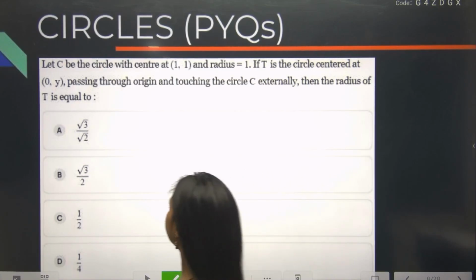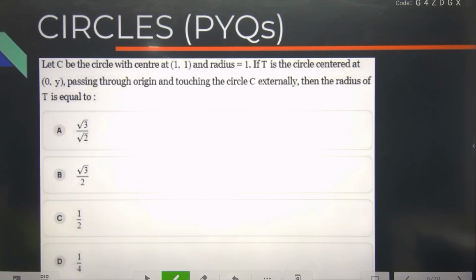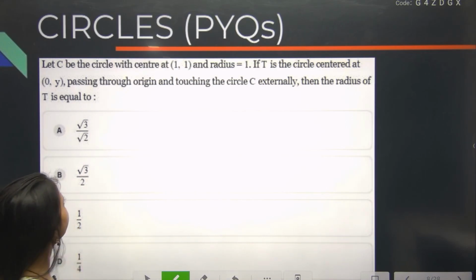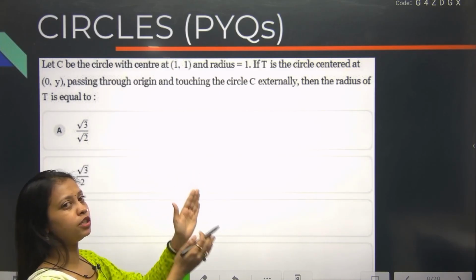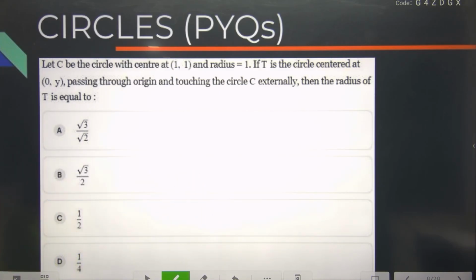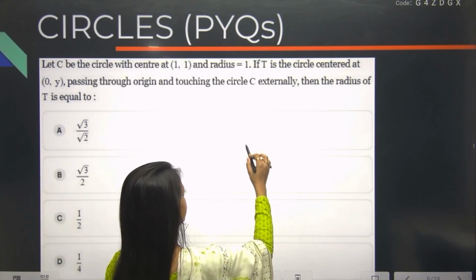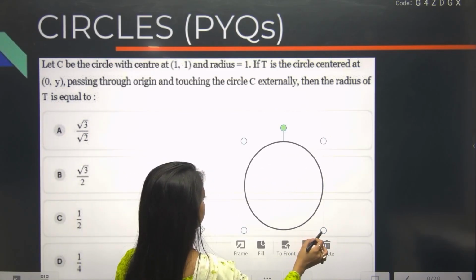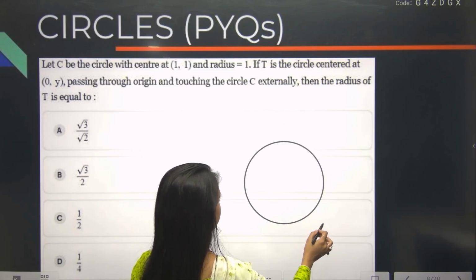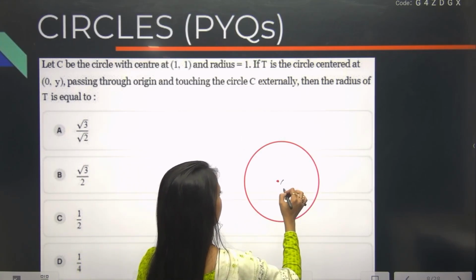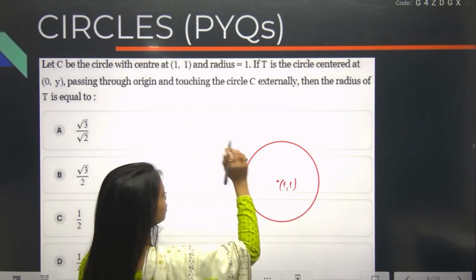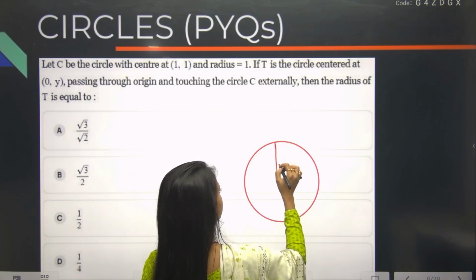Let's see. The circle with center at 1, 1 and the radius 1. If T is the circle centered at 0, y, passing through the origin and touching the circle C externally, then the radius of T is equal to, okay. So once we have read the question, now let's read the question and simultaneously draw it. The circle with center 1, 1 and the radius 1. Okay. So that is radius 1.